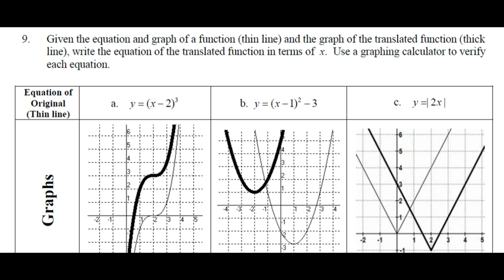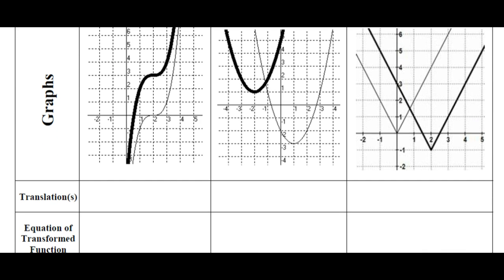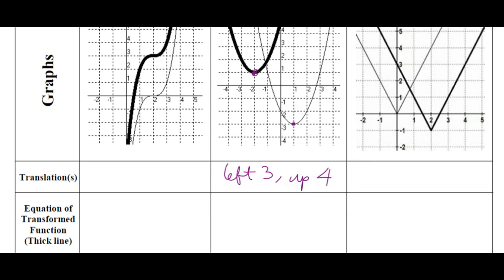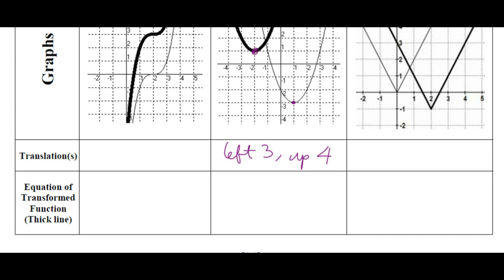Now, something has happened. This maintains the same shape. It's congruent to this, but it's been moved. And what magic point are we going to look for? The vertex, right? So all I have to do is ask, what happened? 1, 2, 3, 3 left. 1, 2, 3, 4, 4 up. So left 3, up 4.